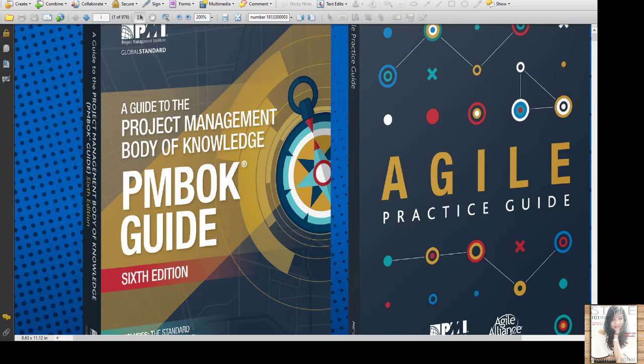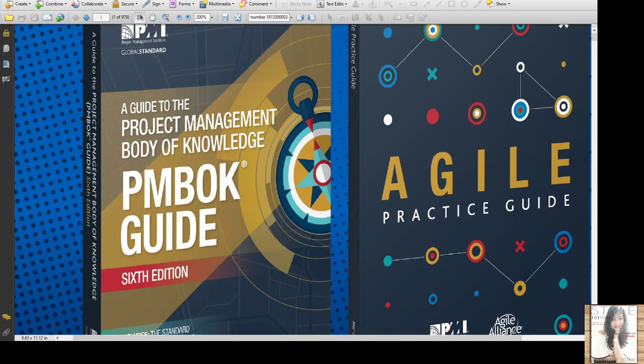Number 7, project cost management. Number 8, project quality management. Number 9, project resource management. Number 10, project communications management. Number 11, project risk management. Number 12, project procurement management. And number 13, project stakeholder management.